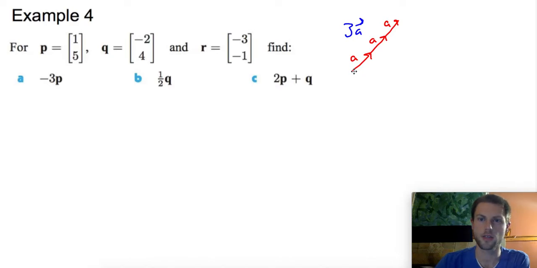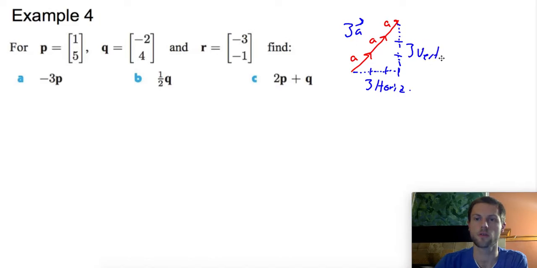Now, wouldn't it make sense that I can take all the horizontal components, add them up, and all of the vertical components, and add them up, and still get vector 3A. This is basically 3 of my horizontal components, and this is 3 of my vertical components. So I'm going to multiply the scalar by the horizontal component and the vertical component. And it's really as easy as that.